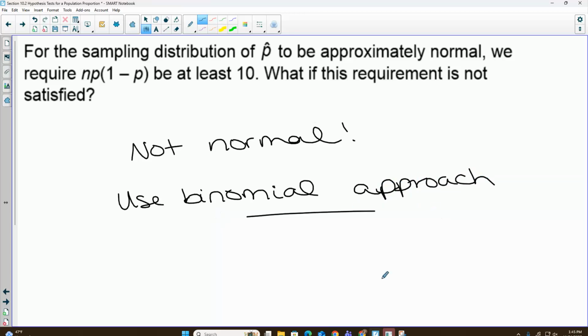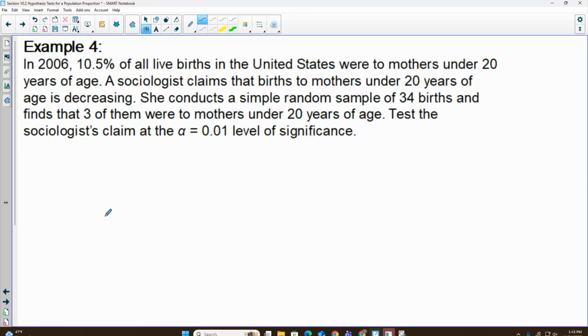It's been a while. We talked about binomial back in chapter 6, like when we were doing our probabilities. Remember, we did normal for continuous data, binomial was discrete data, like countable, and we were reading probabilities from that binomial table. So let's take a look at one.